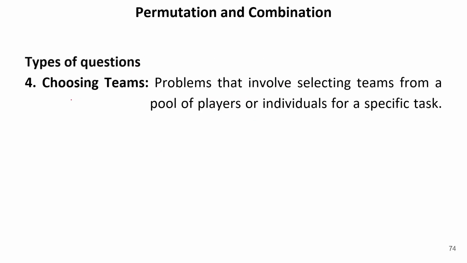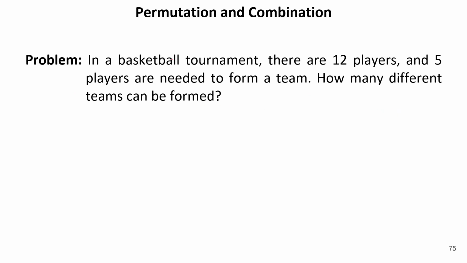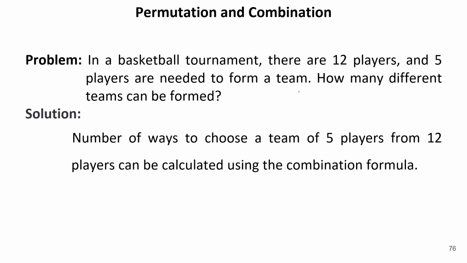So let's try to see the fourth kind of question, that is choosing teams. Okay, problems that involve selecting teams from a pool of players or individuals for a specific task. So in a basketball tournament, there are 12 players and 5 players are needed to form a team. So how many different teams can we form? The number of ways to choose a team of 5 players from 12 players can be calculated using the combination formula.